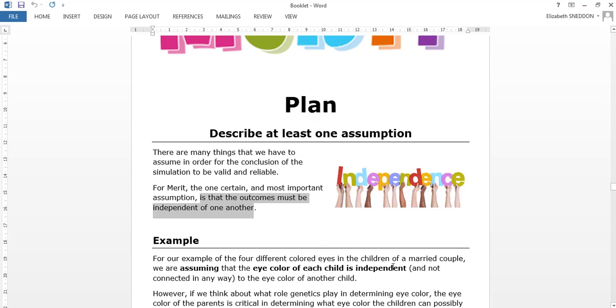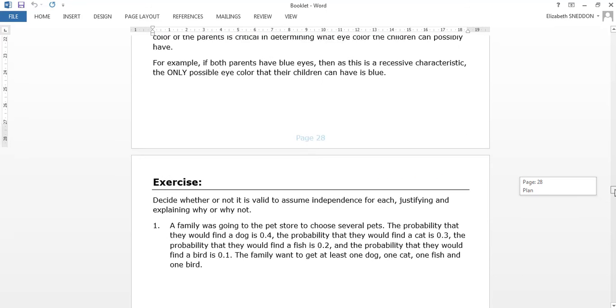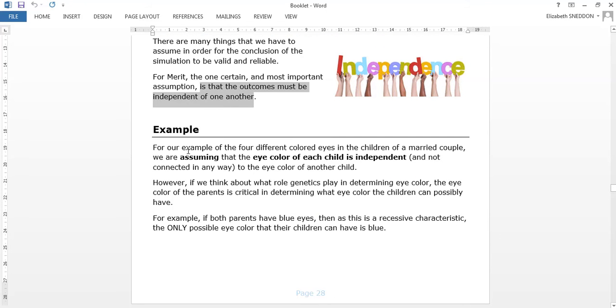So what do I mean by that? Well, let's have a look at this example, and I'll try and talk you through a little bit. So when we're talking about our different eye colours for children, the outcome for this is the eye colour of a child, and we know that the eye colour of the children could be blue, green, brown, or grey. So we've got 4 different eye colours, and we are going to assume that the eye colour that each child has is independent of the next child, and the next child, and the next child.